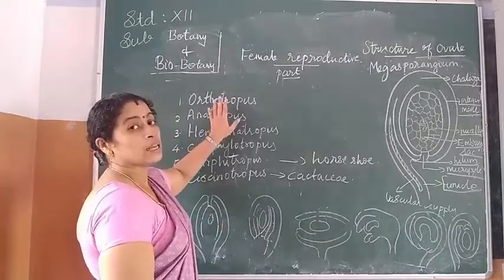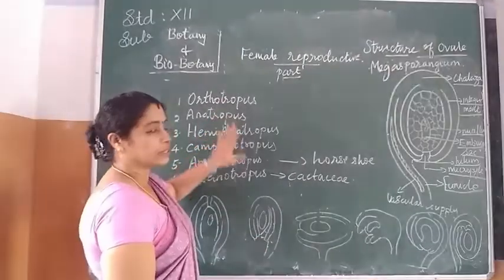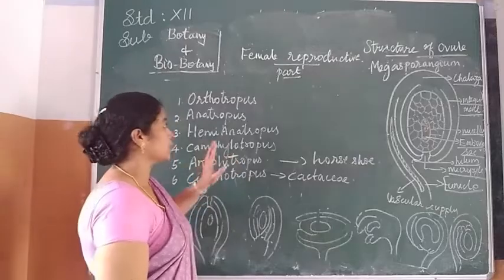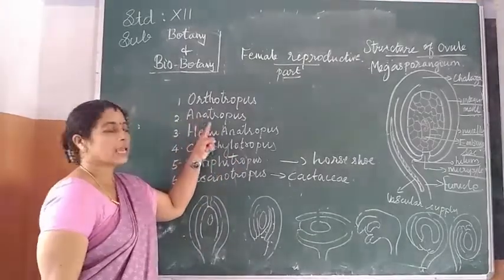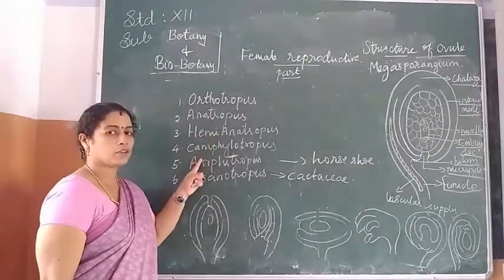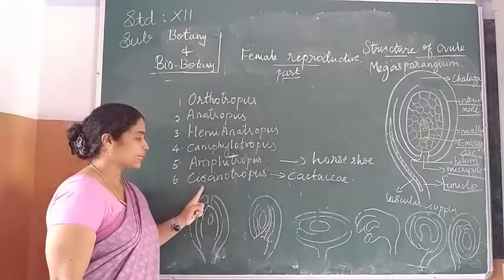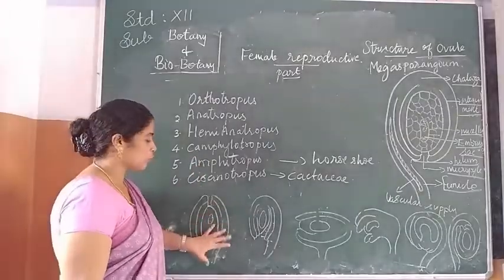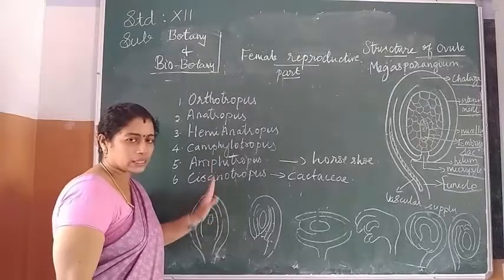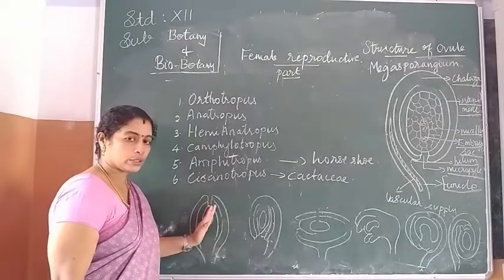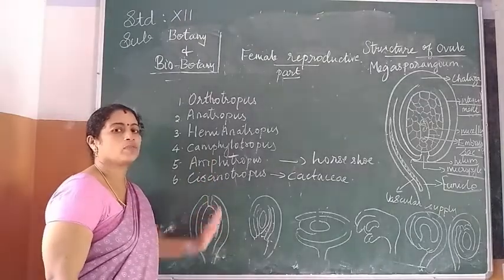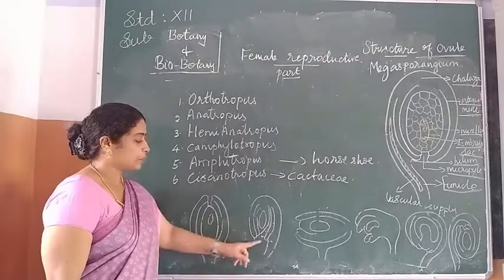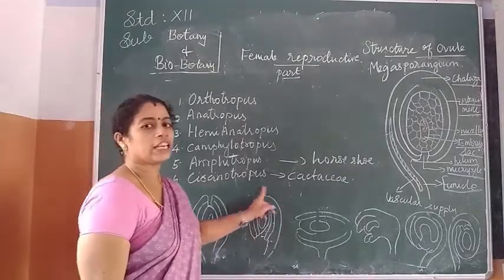So once again, there are 6 types of ovule based on the structure. First one, orthotropous, anatropous, hemianatropous, camphilotropous, amphitropous, and Sasthankarai. So first one, it is a straight ovule. Micropyle, nucellus, chalaza, funicle, all will be lying in a straight line. The next one, anatropous, it is an inverted ovule.